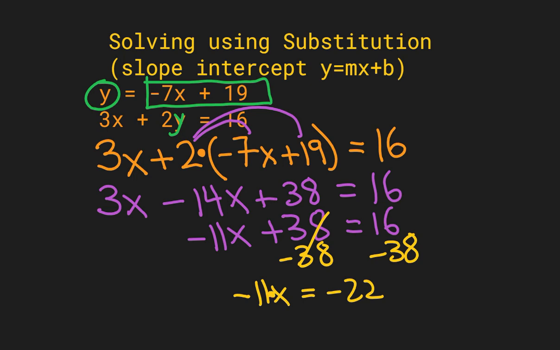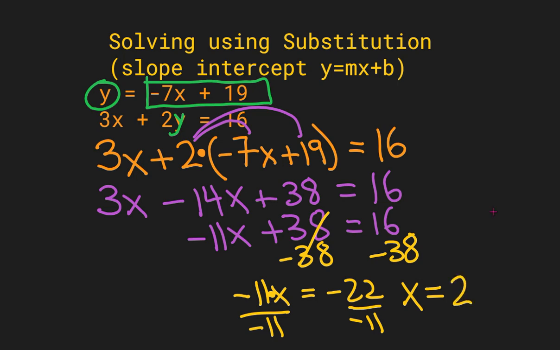Now, last thing I have to do is opposite of multiplying by negative 11 is dividing by negative 11, and I'm going to do that to both sides, and I'm going to end up with a beautiful answer. A negative divided by negative is a positive, and 22 divided by 11 is 2.